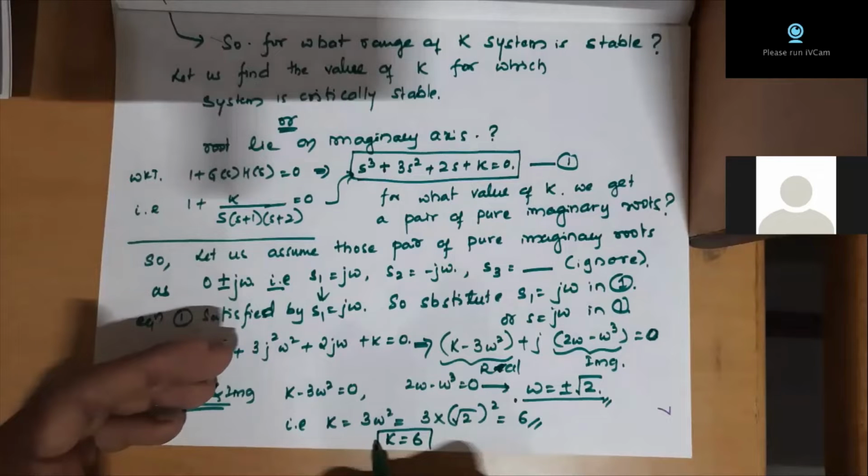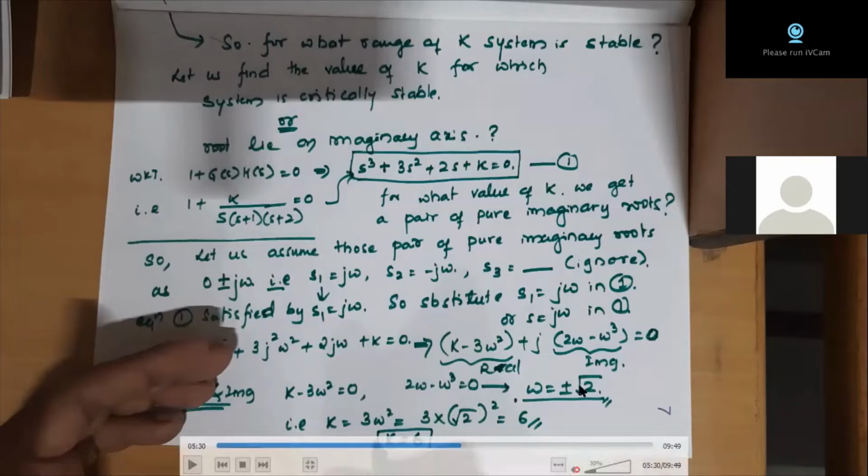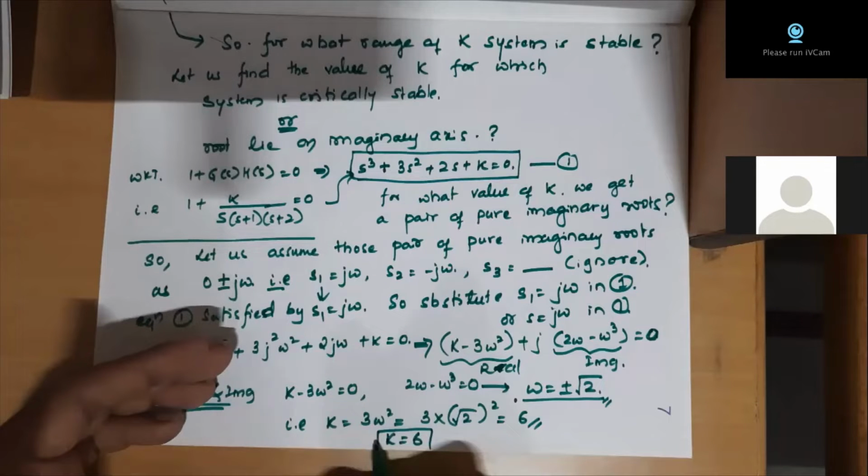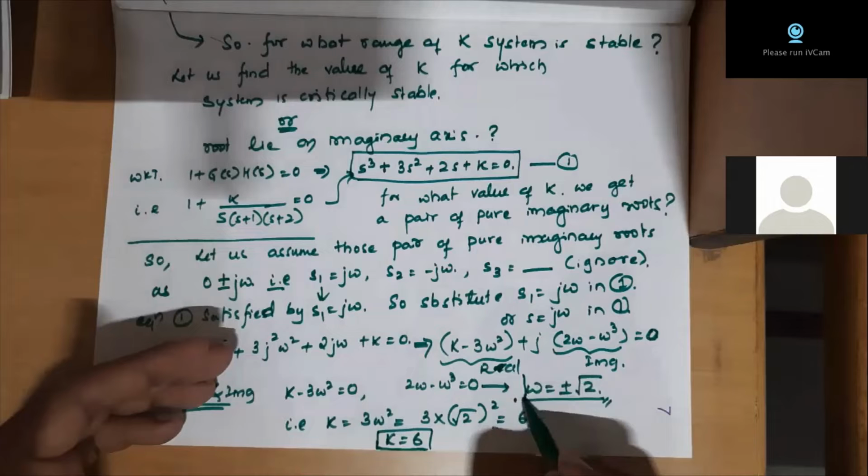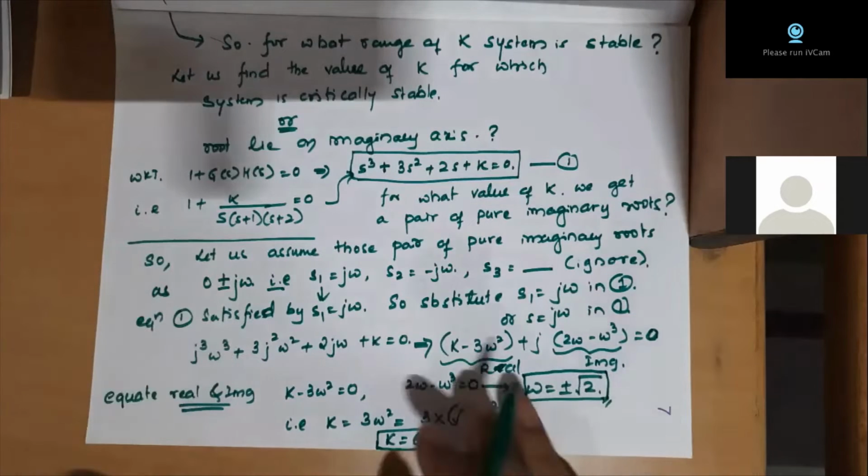Okay, the roots will come on the critical condition, and those roots are nothing but plus or minus j square root of 2, plus or minus square root of 2 into j. Okay, imaginary values. So if you make k equal to 6.0001, any value greater than 6, your root will jump to the right half of S plane. Therefore, the system will become unstable after k increased beyond 6.